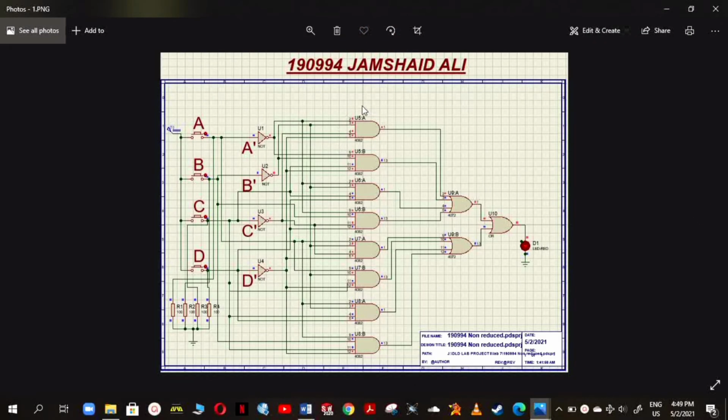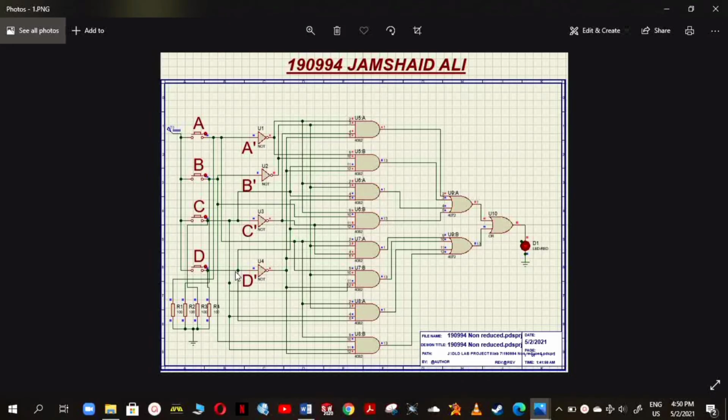First of all, I am talking about this AND gate. On its first input I attached NOT of A, in the second input NOT of B, in the third NOT of C, and in the fourth NOT of D. In the second case, in the first input I attached NOT of A, in the second NOT of B, in the third only C, simply C, not NOT of C, and in the fourth NOT of D. In the third case I attached NOT of A, NOT of B and simply C and D, and in the fourth I attached NOT of A and then simply B, then NOT of C and then simply D.